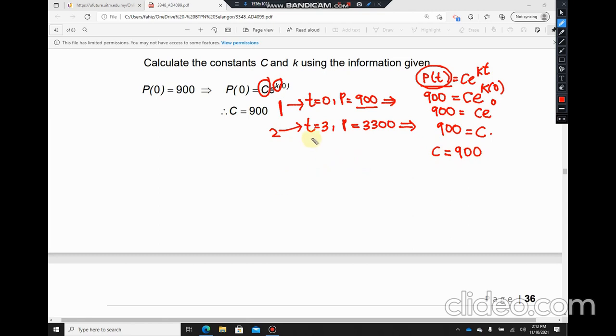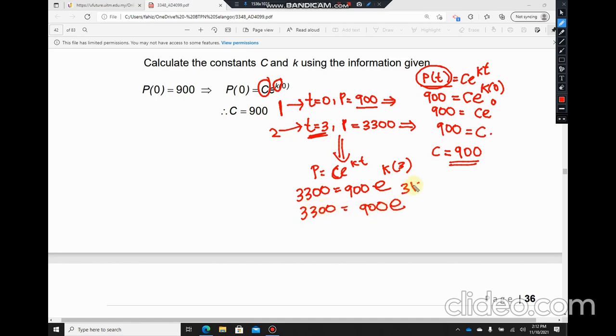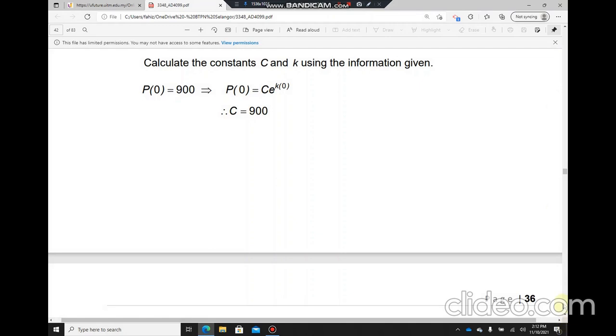Okay, kita masukkan pula second information. P sama juga dalam equation ni. P equals to Ce^(kt). Okay, P kita dah tahu 3300. C ni kita dah cari tadi, C is 900. E, okay, k belum tahu lagi. And then t is 3. So you will get here 3300 equals to 900 e^(3k). So nampak tak? Kita dah boleh cari variable k kat sini.